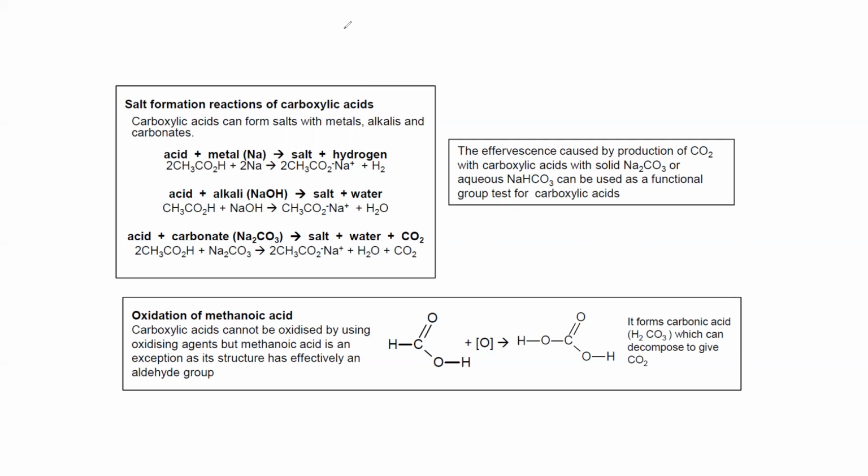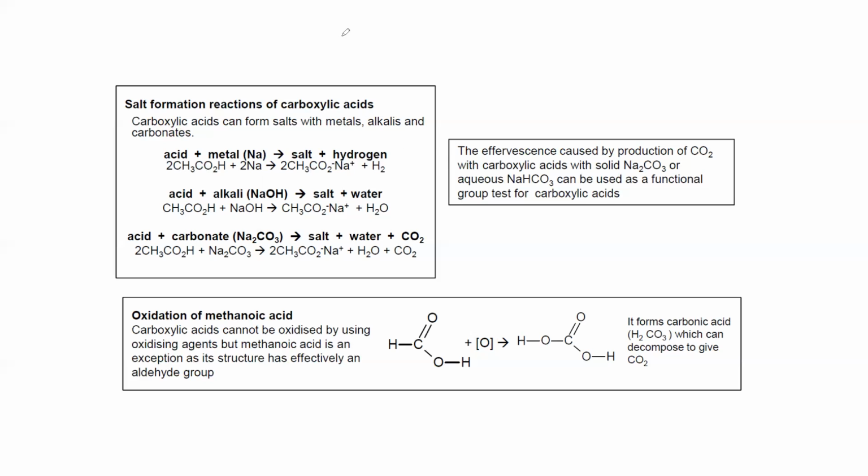Carboxylic acid cannot be oxidized by using an oxidizing agent, but only methanoic acid is an exception. So methanoic acid is the exception here, because what happens in methanoic acid? Carboxylic acid cannot be oxidized, except for methanoic. So what happens in methanoic acid?